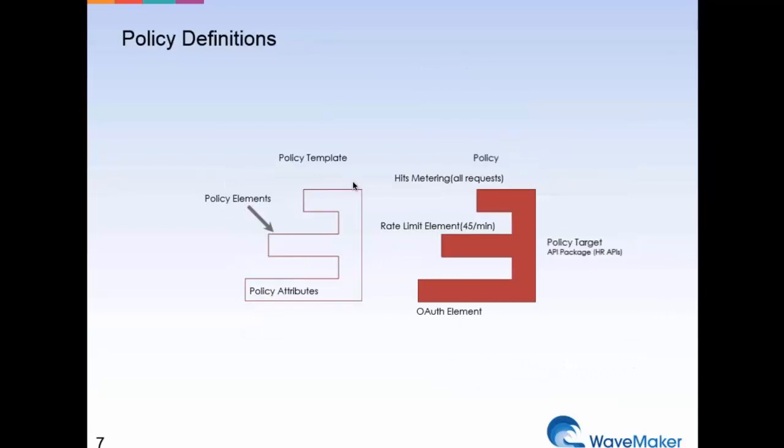I've been talking about policy and policy elements. Primarily, what we have in the WaveMaker API gateway is that we can define policy templates, and we can reuse these policy templates as a quick way to have the assembled policy elements attached to either the environment, the plan, or the package.